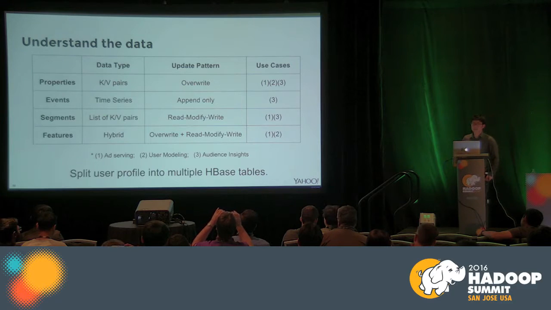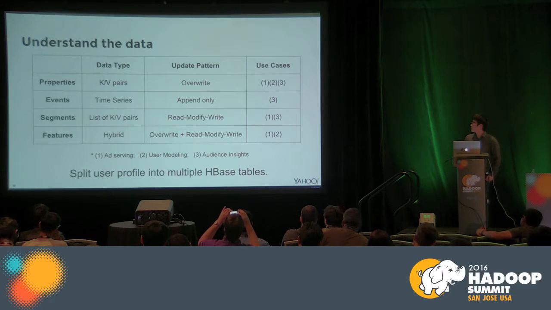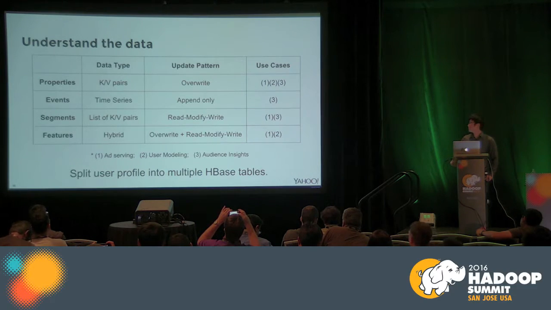So the first part is the properties. Properties is a set of attributes such as age, gender, and other demographic information. The data type is basically key value pairs. And the update pattern is override only, which means the new value will override the existing values. And the properties will be used in 3 use cases: ad serving, user modeling, and audience insights.